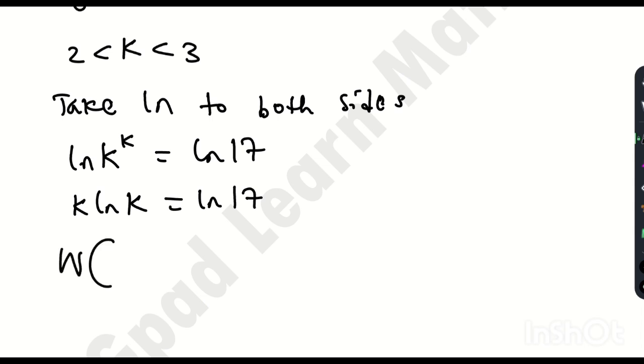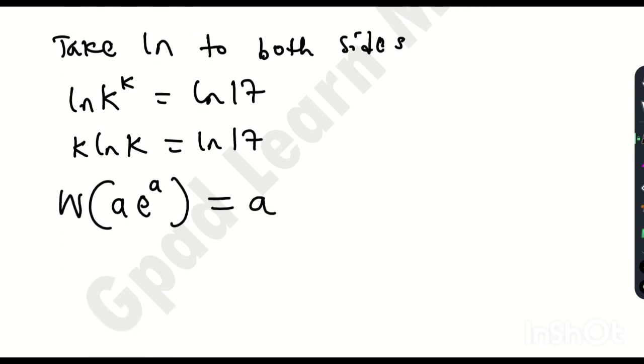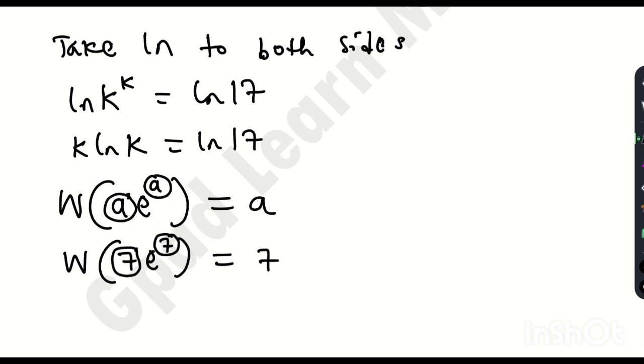If you have the Lambert function being applied to something like A e raised to the power A, the result will be equal to A. Also, if you apply the Lambert W function to, let's say, 7 e raised to the power 7, it is going to be 7. Notice something. The coefficient of e and the exponent here, they are the same. Same as what we have here, A and A. So the Lambert W function of 2e raised to the power 2 will be 2. The Lambert W function of 10e raised to the power 10 will also be 10. So that's exactly what we are going to do here.